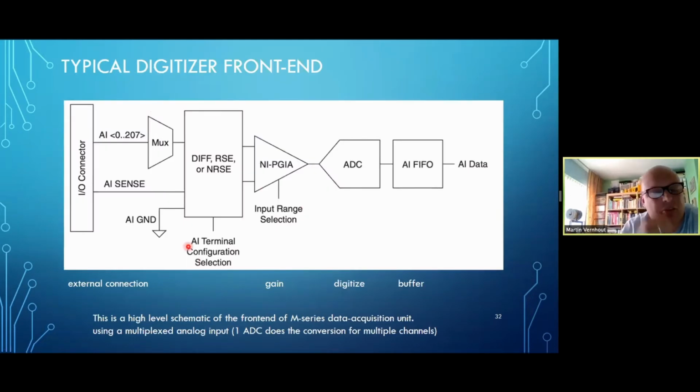This is coming from an M series National Instruments multi-function data acquisition board. And over here, obviously, we have the ADC. That ADC spits out a lot of data, which needs to be buffered a little bit before it can be transferred to the main memory. Before the ADC, we have a programmable gain instrumentation amplifier, a connection circuit, and a multiplexer. That multiplexer makes sure that the signals you want are fed to the ADC. So one ADC does the conversion for multiple channels, obviously not at the same time. It needs to do that on a sequence basis.